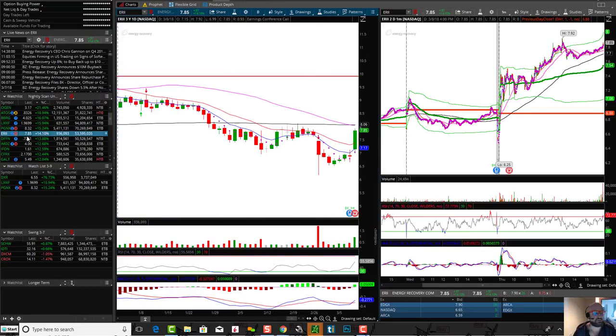It's right at resistance. Don't like it. Could break out. I don't like it.